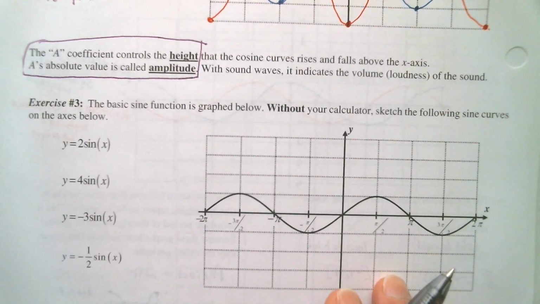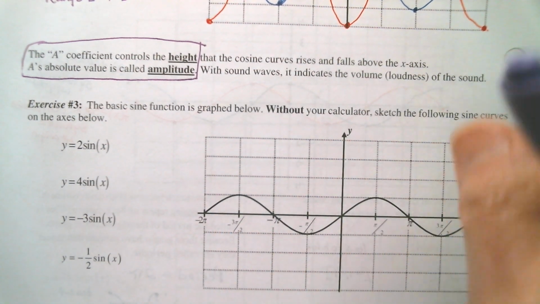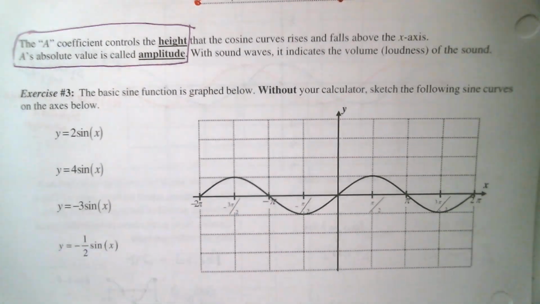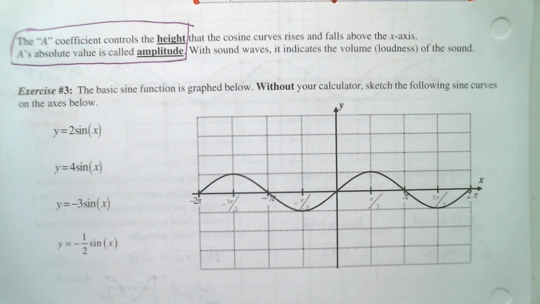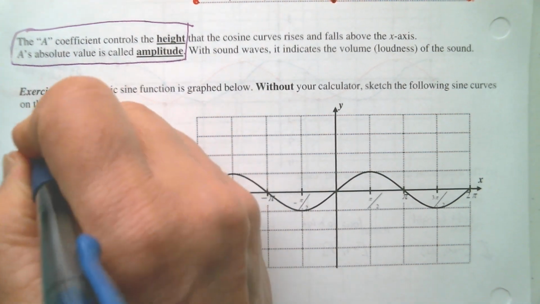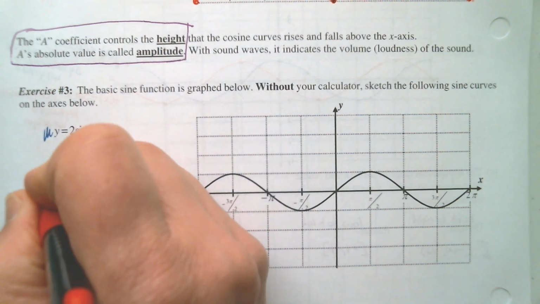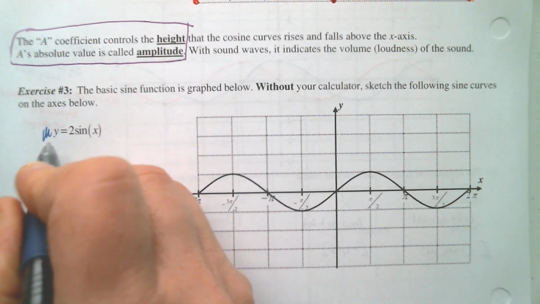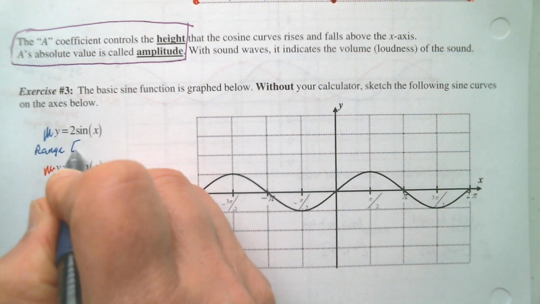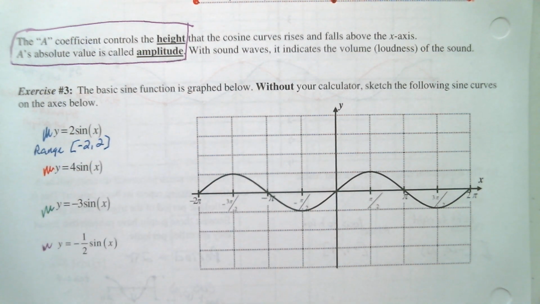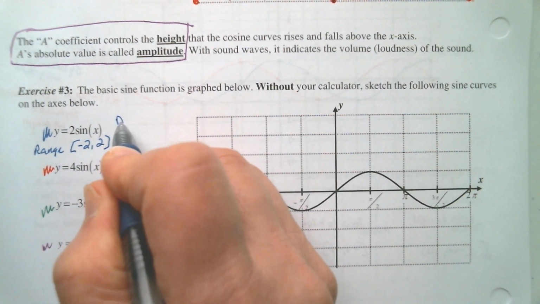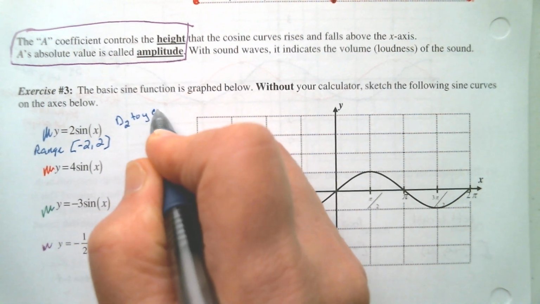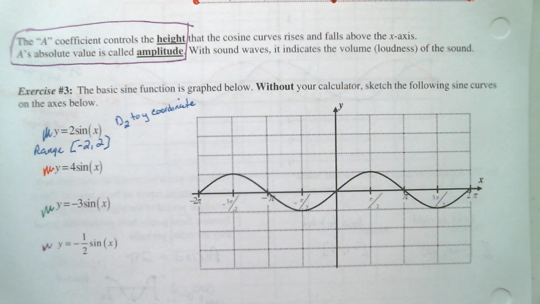Now we're going to graph our basic sine function. Well, it's graphed for us already, sorry. And we're going to graph y equals 2 sine x, 4 sine x, going to be red, -3 sine x is green, and -1/2 sine x in purple. So again, before we start, I can tell right away from that coefficient, the range is -2 to +2. And again, this is going to be a dilation of 2 to the y coordinate, if we think back to our transformations unit.